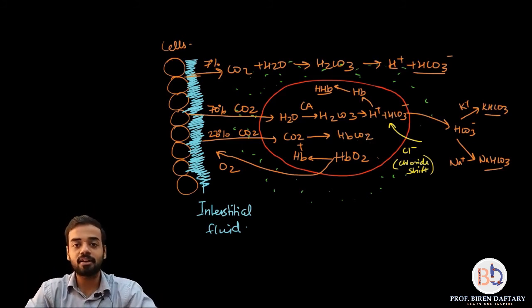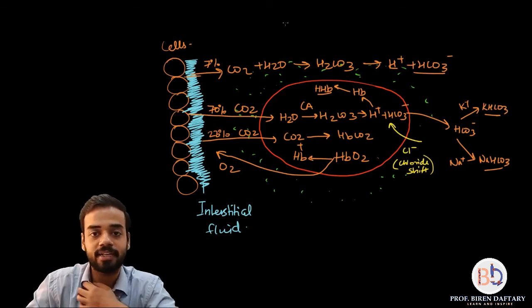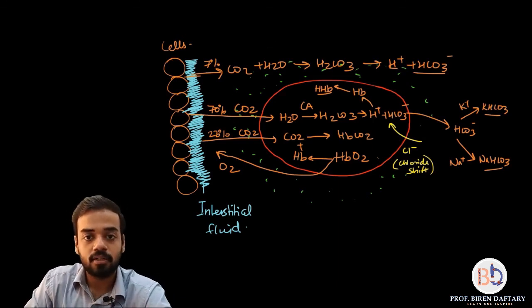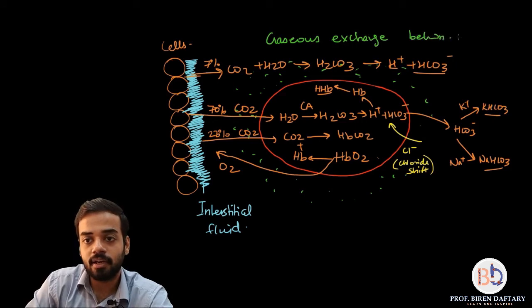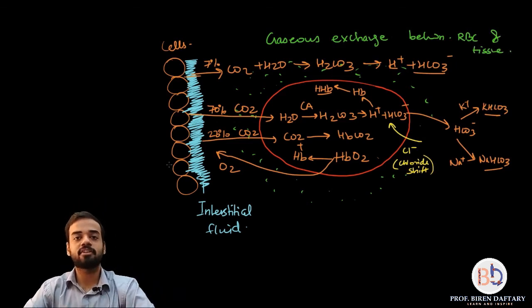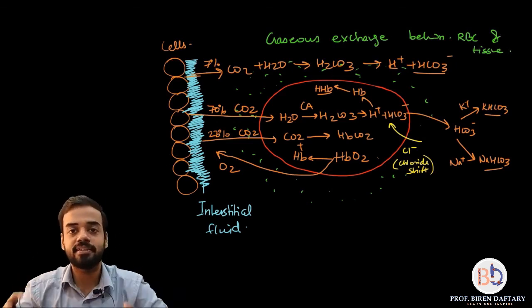So in this diagram, I can label as gaseous exchange between RBC and tissue. So here oxygen is given out, carbon dioxide is collected in the RBC.